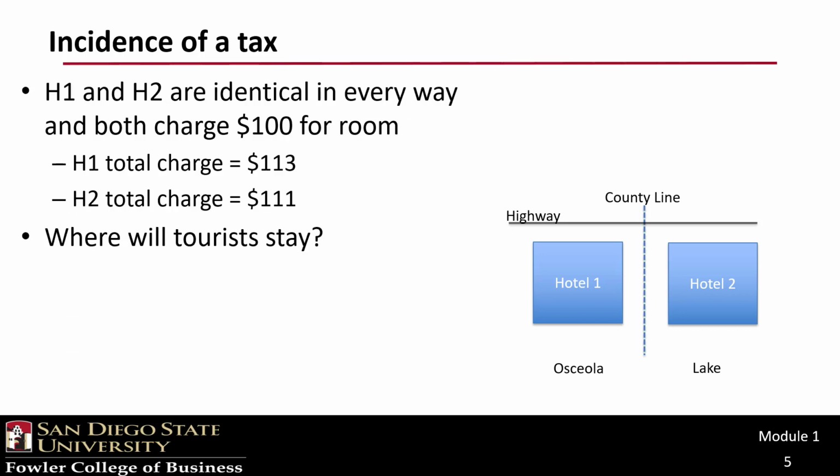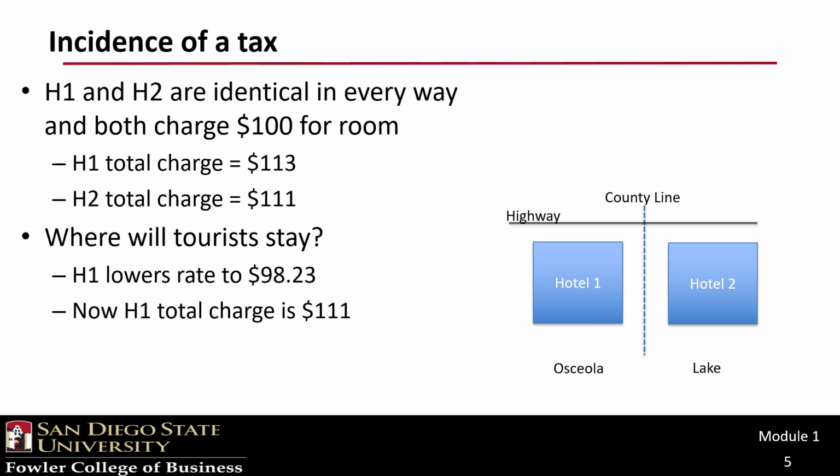Since these two hotels are identical in every way, what hotel will tourists select? Well, over time, more and more tourists will select the cheaper alternative in Lake County and save the $2 each night. As the Osceola Hotel watches its paying guests flock to the other hotel, it will have no choice but to lower its price for the room. In fact, in order to charge the same $111 including tax, Osceola will charge only $98.23, thus reducing the profit on the room by $1.77.